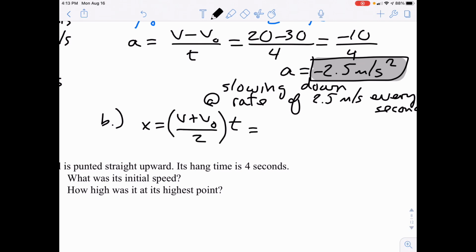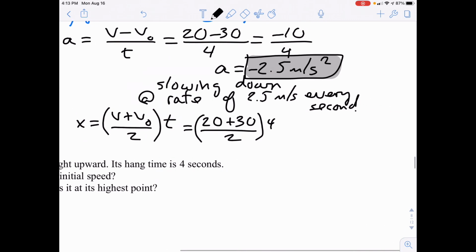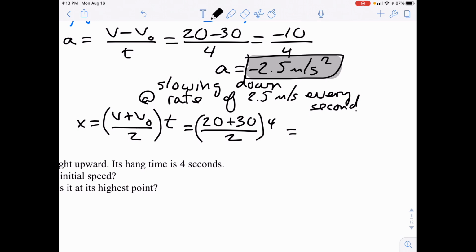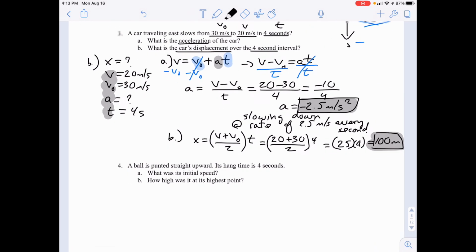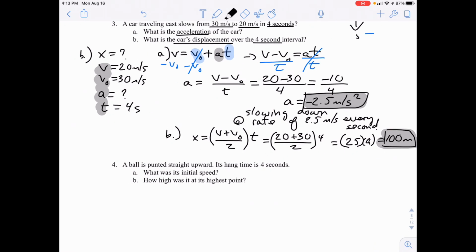Plug into it. Final velocity was 20 plus 30 over 2 times 4 seconds, which, the average of 20 and 30 would, of course, be 25. And 25 times 4 would be 100 meters. So this car, in the process of slowing down, took 100 meters to slow down from 30 meters per second to 20 meters per second in that 4-second time interval.